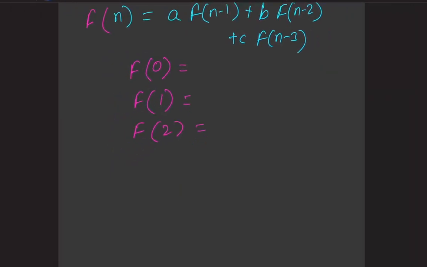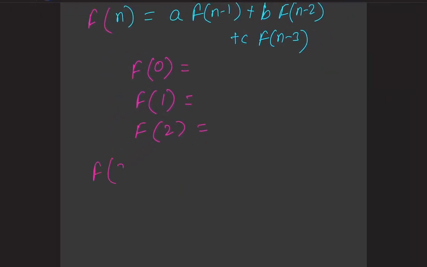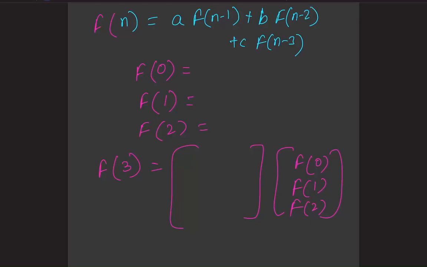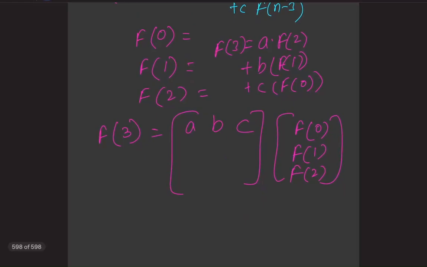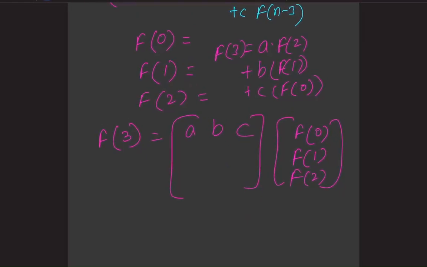Okay, now if I want to know f of 3, then how can I write f of 3 in terms of matrices? f of 3 is just a into f of 2 plus b into f of 1 plus c into f of 0. So if I write a, b, c here, and then multiply both the matrices, then I get f of 3. Okay, so we are playing something like that.